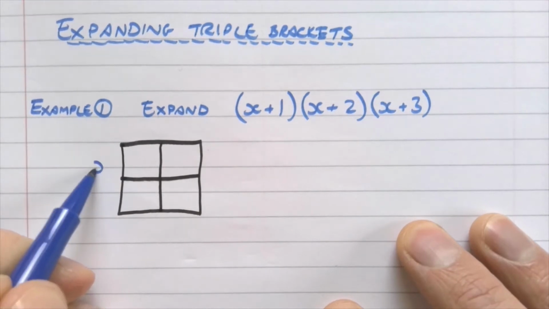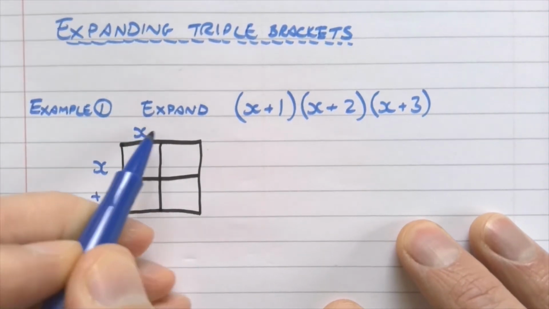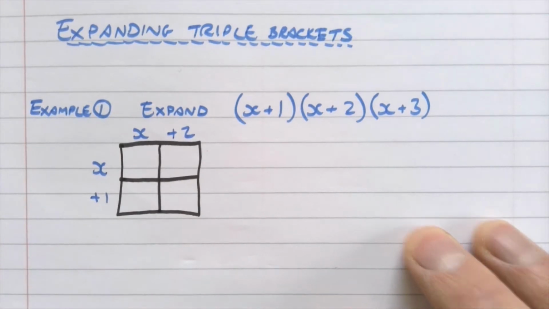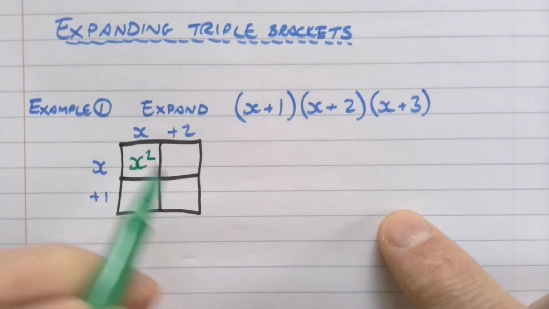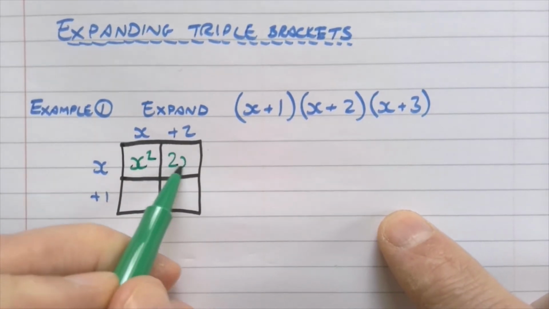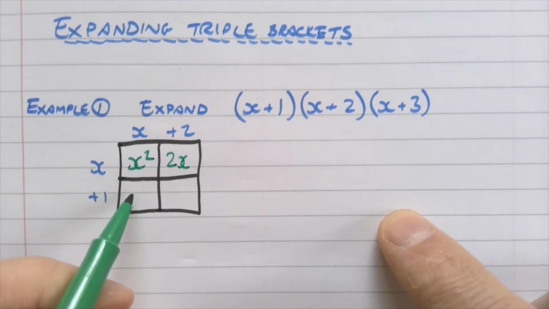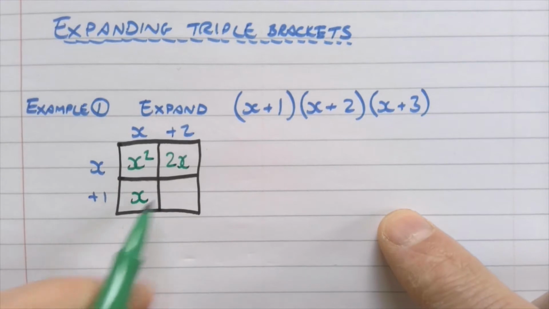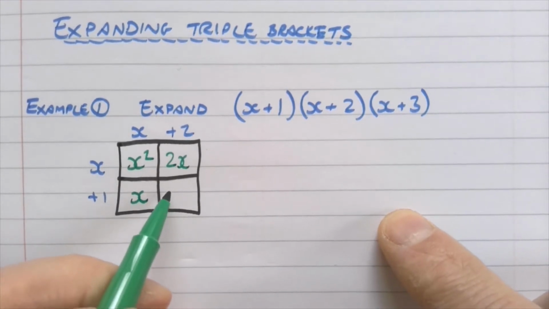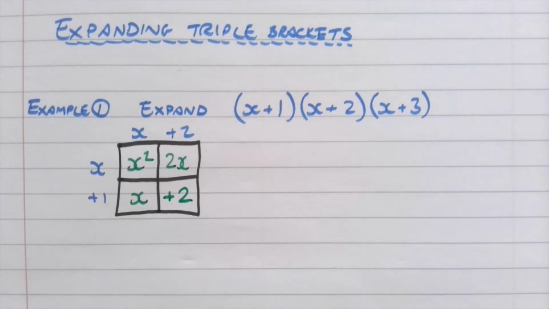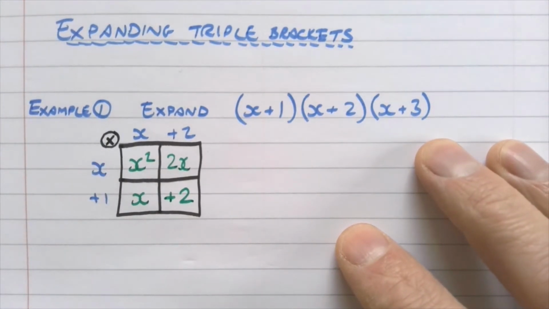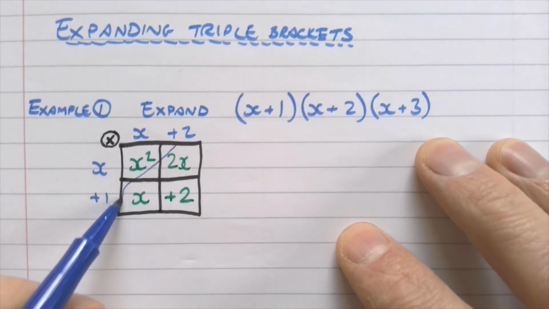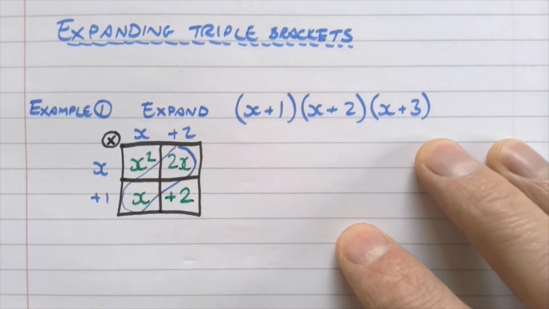So we're multiplying x plus 1, x plus 2. So x times x is x squared, x times positive 2 is 2x, positive 1 times x is just x, and positive 1 times positive 2 is positive 2. Do not add them, okay? Always remember that what we're trying to do here is multiply. Okay, so we got to this point where we're going to collect like terms, so we can collect the x's on their own there, right?